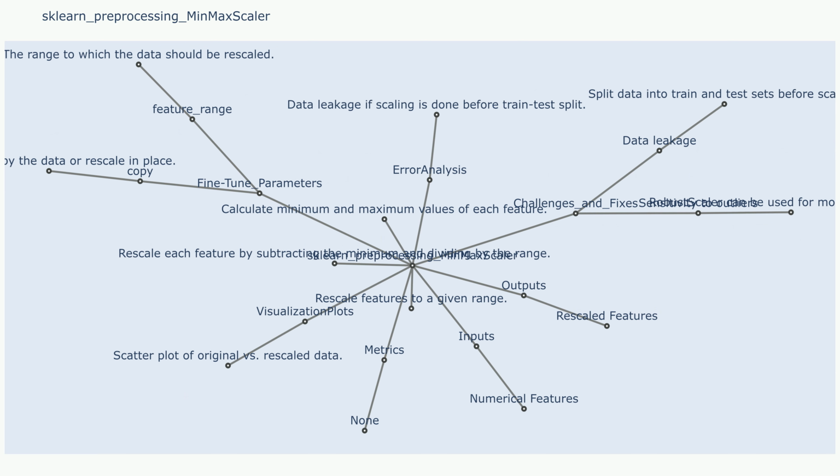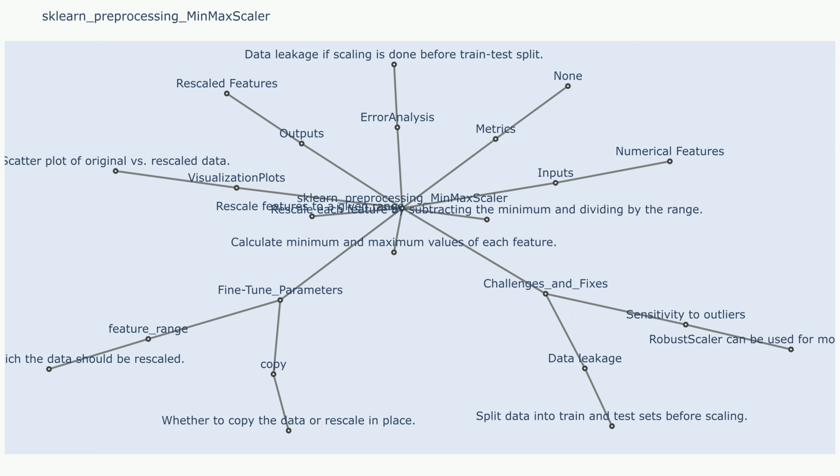Input 2. Explain in detail. The min-max scaler also takes a few optional parameters, such as feature range. This parameter specifies the desired range for the transformed features. The default value is 0, 1, but it can be customized.